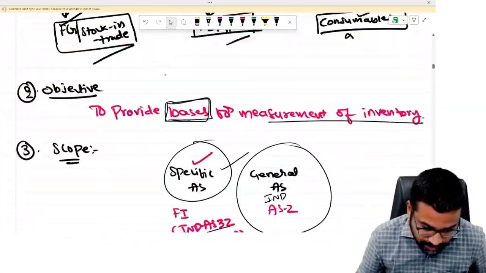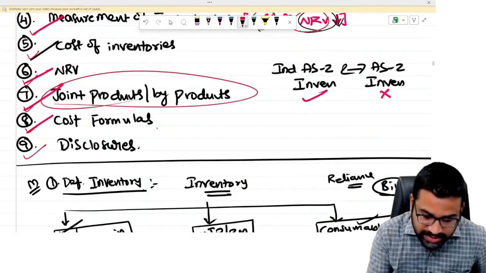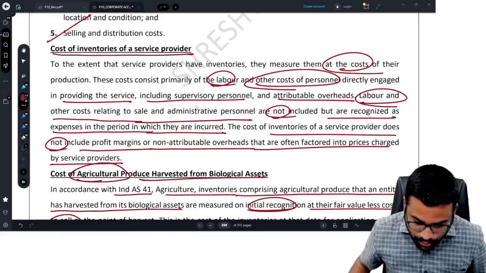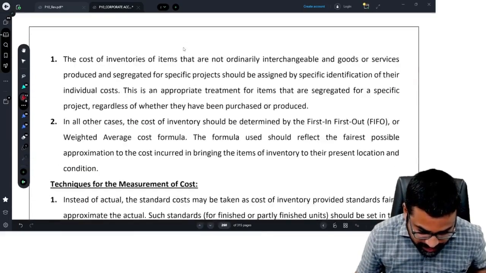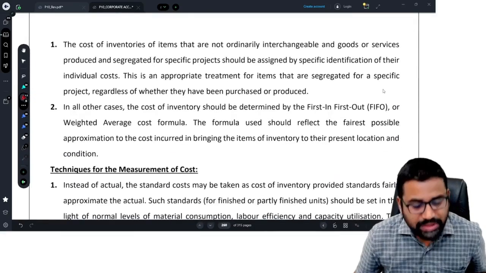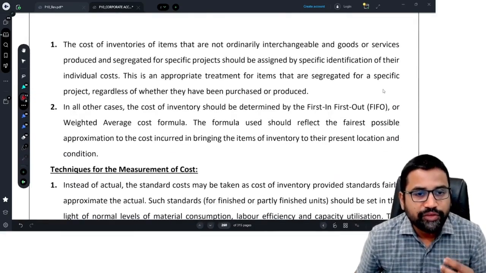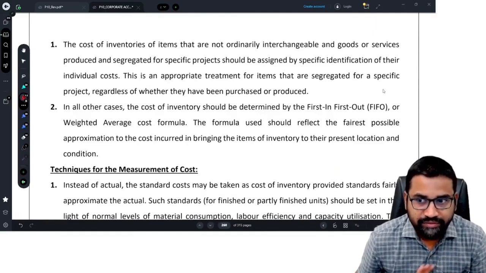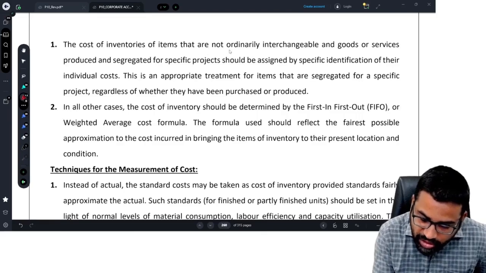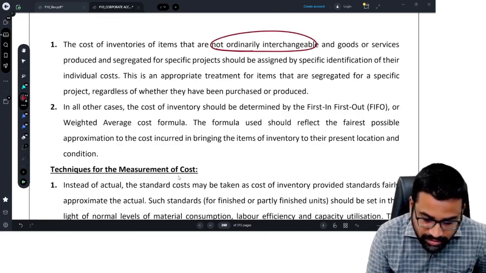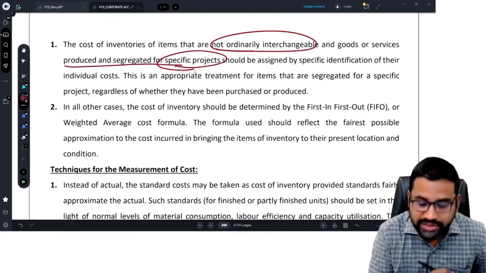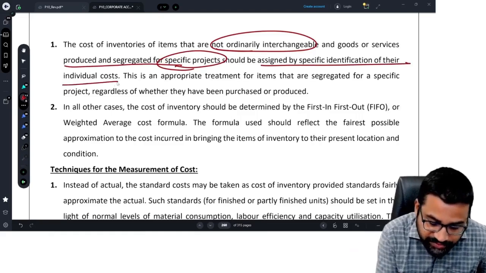Okay. Now next one, sir. Cost formulas. See, in order to measure the inventory, there are certain formulas we will use. So what formulas generally will we use? The cost formulas. Suppose for example, the FIFO method and the weighted average method. So here the cost of inventories of items that are not ordinarily interchangeable, and the goods and services produced and segregated for specific projects, should be assigned by specific identification of their individual costs.